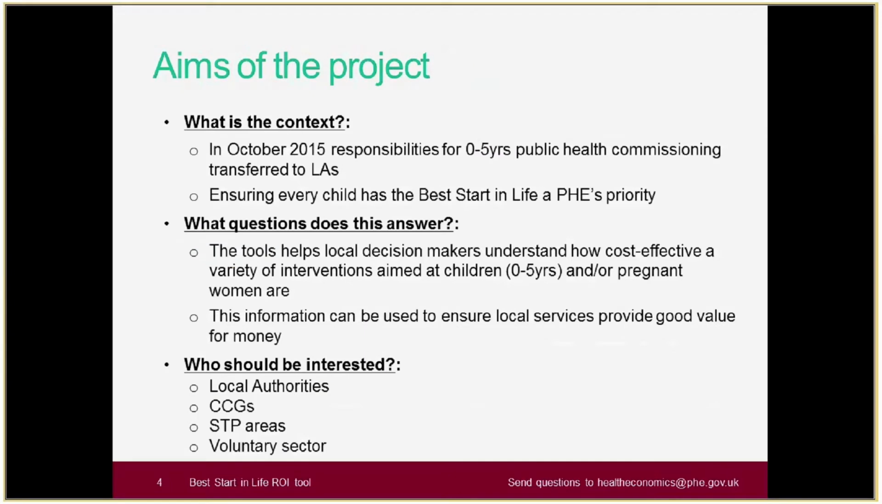In terms of the context of that piece of work, as you're probably aware, the provision of 0 to 5 public health commissioning services transferred to local authorities in October 2015, and ensuring every child has a best start in life is one of PHE's priorities, so the health economics team are quite keen to do a bit of work in that space. The tool looks to help local decision makers understand how cost effective a variety of interventions are that are aimed at children aged 0 to 5 years and/or pregnant women. We hope that information can be used to help provide cost-effective services at a local level that provide good value for money. In terms of who might be interested in the tool, local authority users obviously, but it might also extend to CCGs, STPs, and people within the voluntary sector as well.